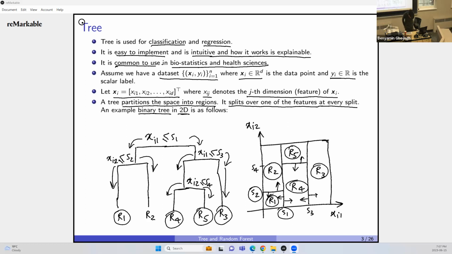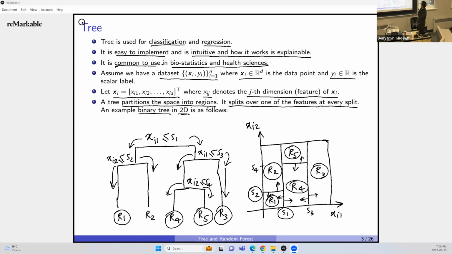As I said, tree is easy to implement and it is intuitive. It explains how it is working, so it can be considered explainable AI. It's not mysterious why it is working. And also it is common to use in biostatistics and health sciences.